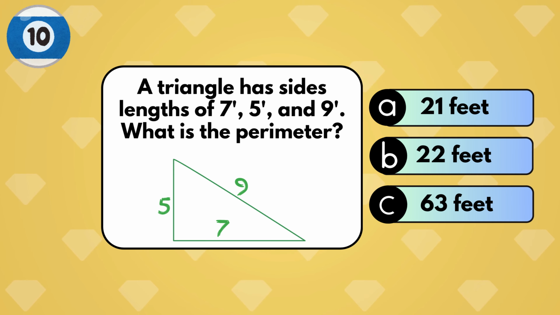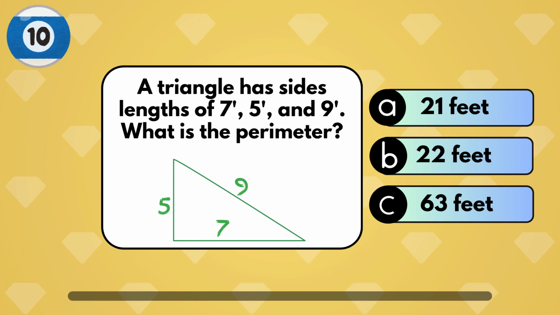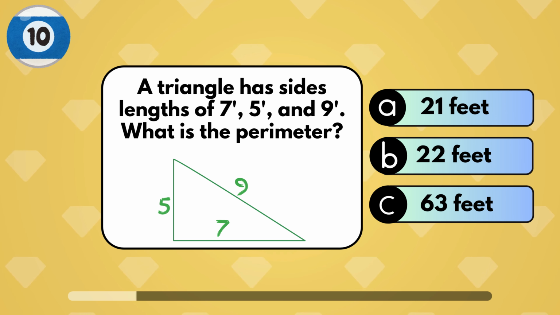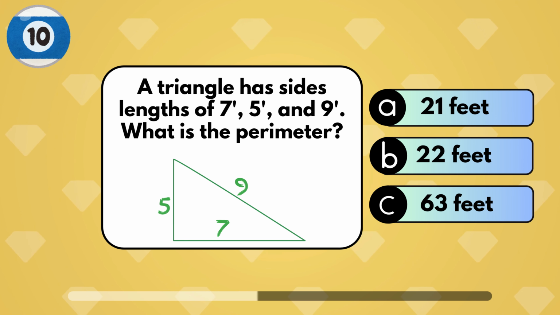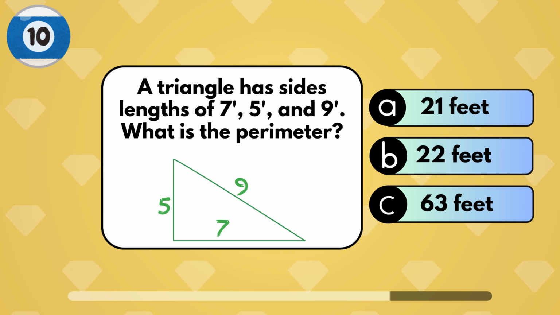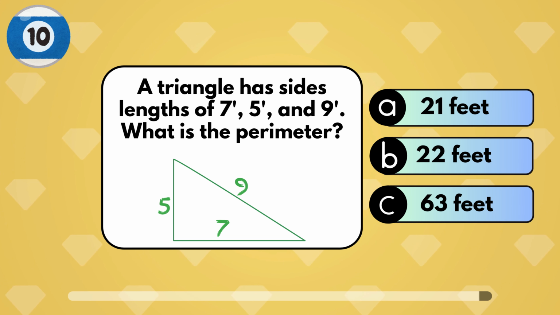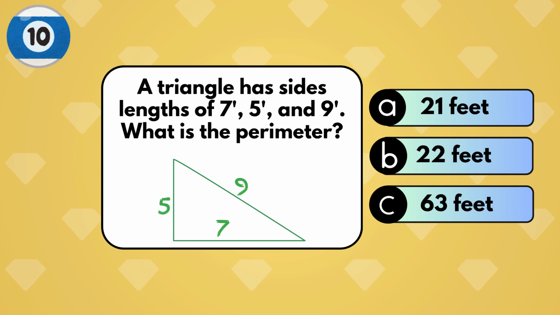Last question. If a triangle has side lengths of 7 feet, 5 feet, and 9 feet, what is the perimeter? You've got it. The answer is A, 21 feet.